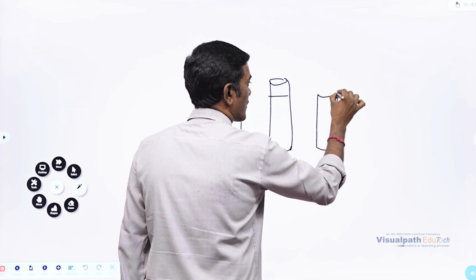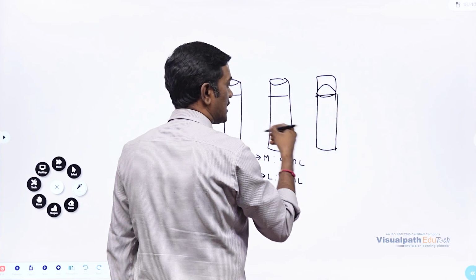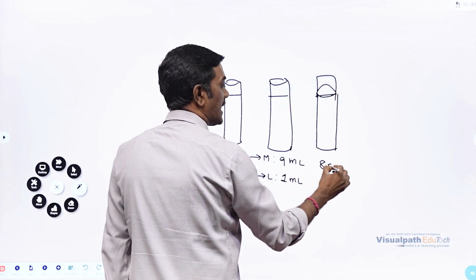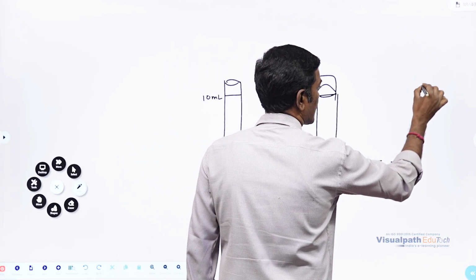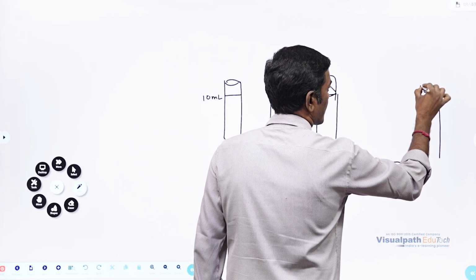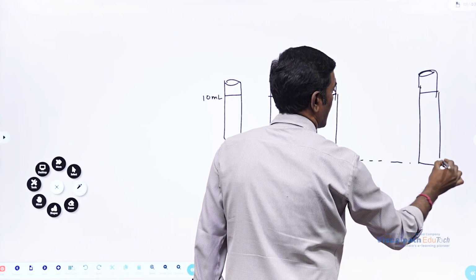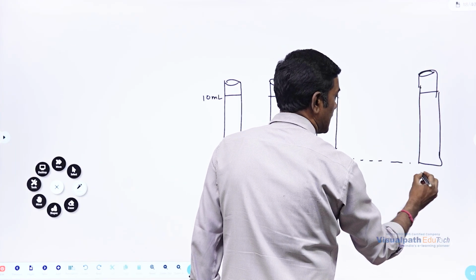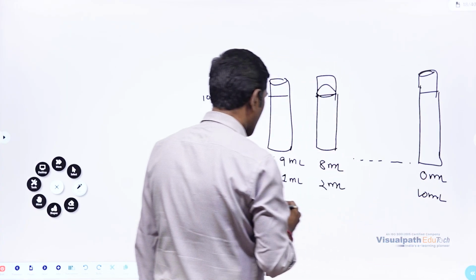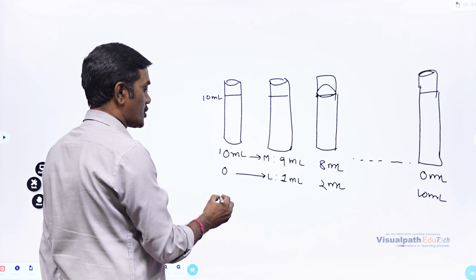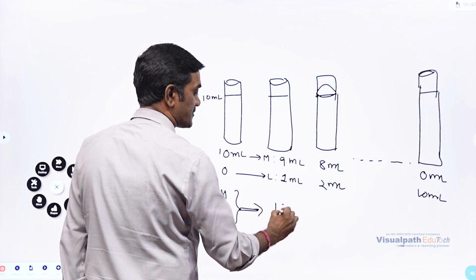So we will take a series of test tubes in which we fill up to here so that it looks uniform, with 8 ml of metal and 2 ml of ligand. We will keep on taking this till here, where we have 0 ml of metal and 10 ml of ligand. In this way, we will vary the mole ratio of metal and ligand, but the total volume is constant, that is 10 ml.